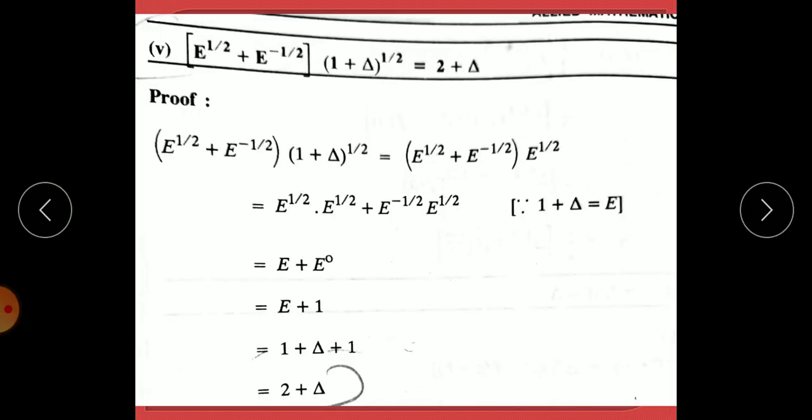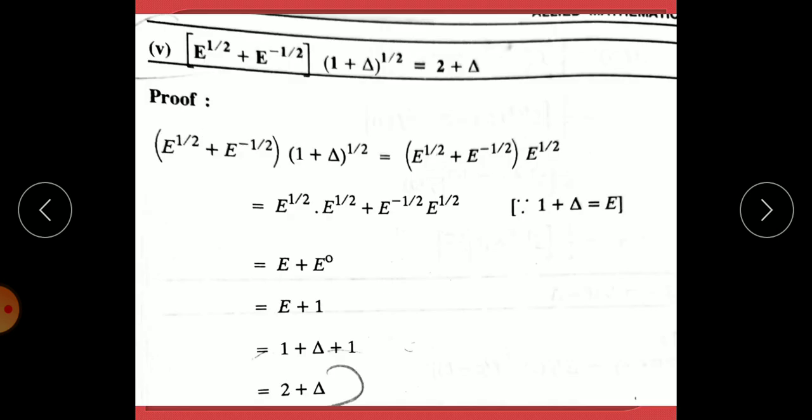Next question, next one, 1 plus lambda equal to 1 minus del equal to 1. So 1 plus lambda into 1 minus del equal to e into e inverse. How? Since 1 plus delta equal to e and 1 minus del equal to e inverse, which we have seen in the first two important questions. So from that, this can be done as e power 0, which is equal to 1.